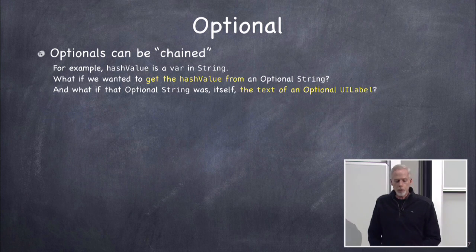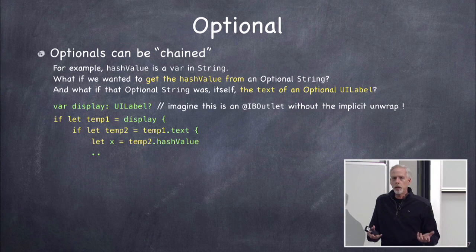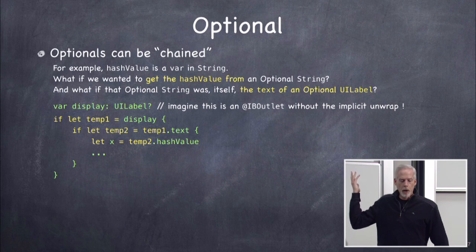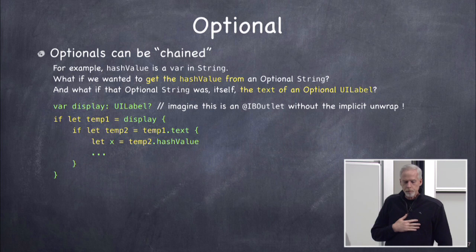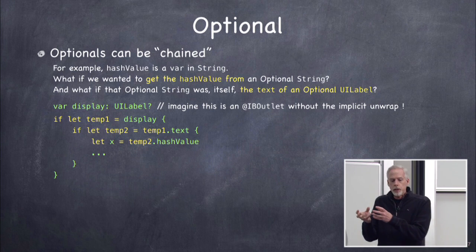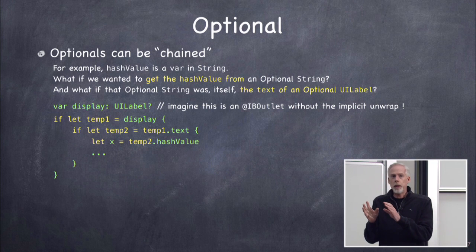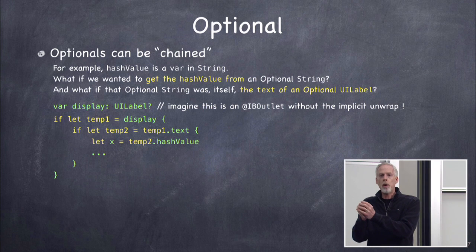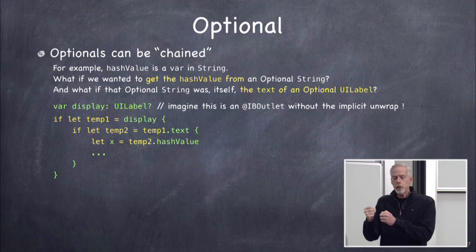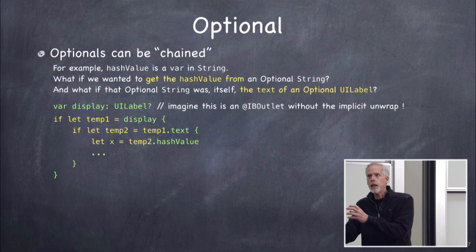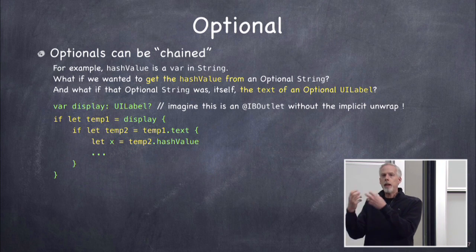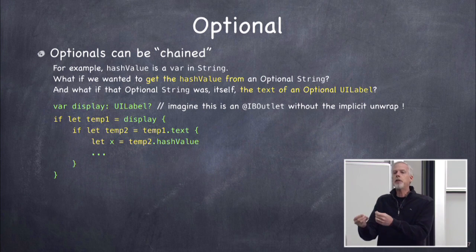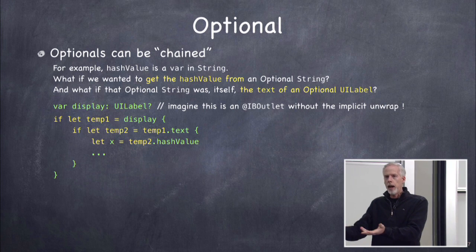So I would probably do some code that looks like this. This is probably similar code to what we have in our calculator, where I've got my display, right? That's my IBOutlet probably, that display UILabel question mark. And I'm going to do if-let here because I don't want to crash, so I don't want to do exclamation points. So I'm going to say if-let some temporary value equals the display. Now temp1 is the UILabel. And then I say if-let temp2 equal temp1.text. Okay, I'm sending text to the UILabel. And now I'm getting back a string. Not an optional string, but a string because I did if-let. And then I can finally say, let x equal temp2, which is the string, hash value.